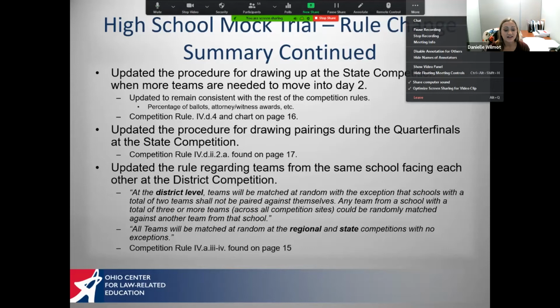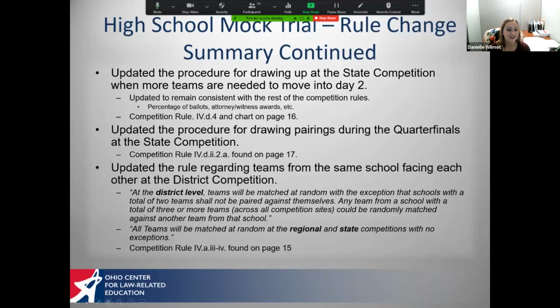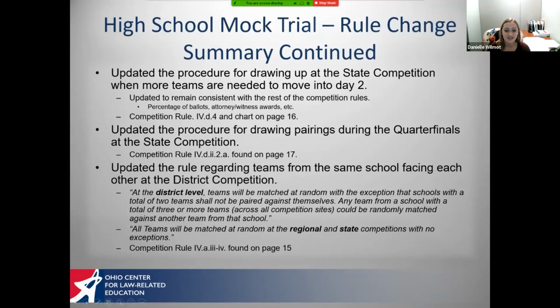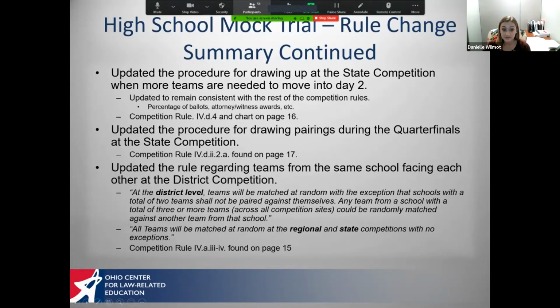And lastly, I believe this is lastly, we have updated the rule regarding teams from the same school facing each other at the district competition. So this is a significant change from how we have operated in past years. And so these are directly quoted, but you can find these competition rules on page 15. At the district level, teams will be matched at random, with the exception that schools with a total of 2 teams shall not be paired against themselves.